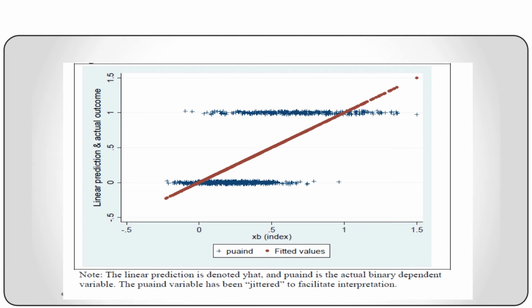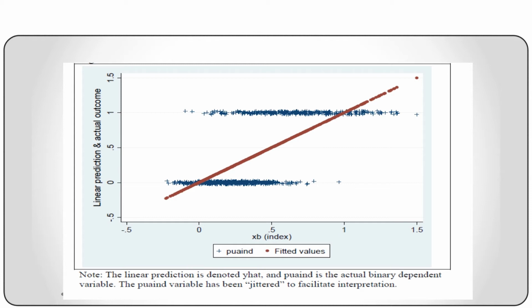However, we have a problem. Note that what we are predicting is the percentage of children who go to private schools. And yet we see that for certain segments of the linear predictor, the predicted percentage either exceeds 100 or is below 0. Now, why did this happen?